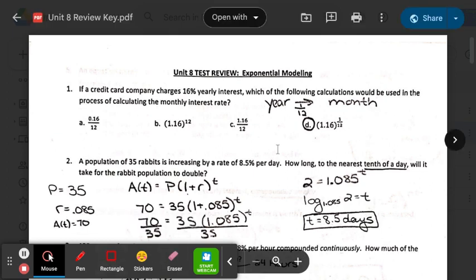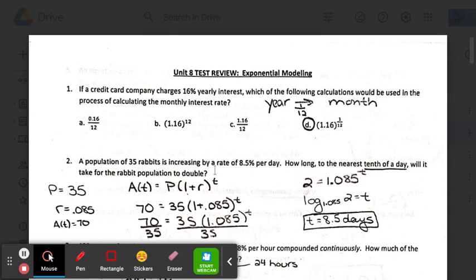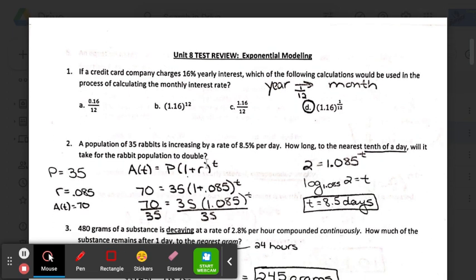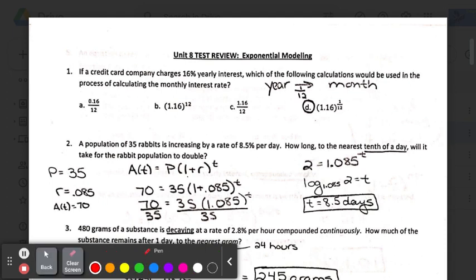All right, let's get to this. So, Unit 8 test. Number 1. If a credit card company charges 16% yearly interest, which of the following calculations would be used in the process of calculating the monthly interest rate?